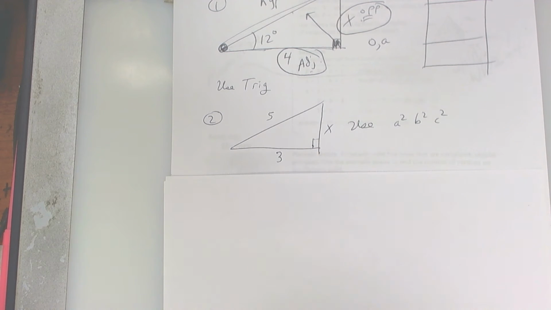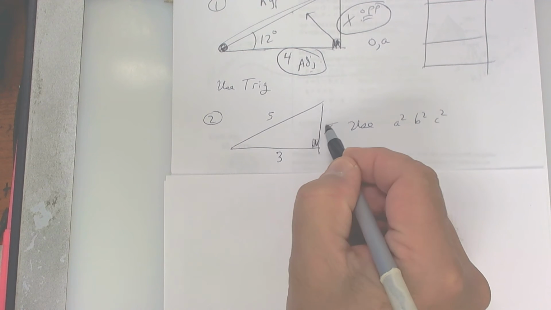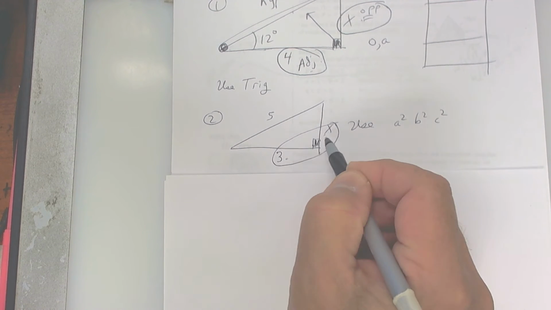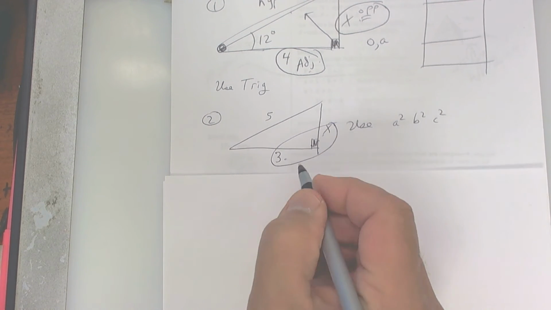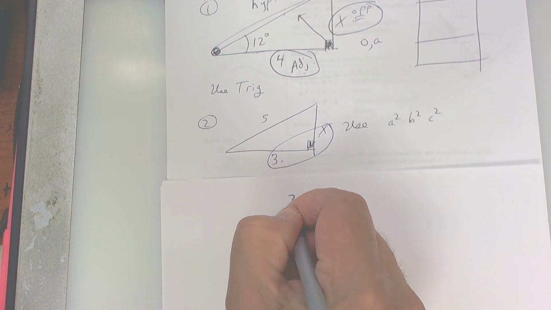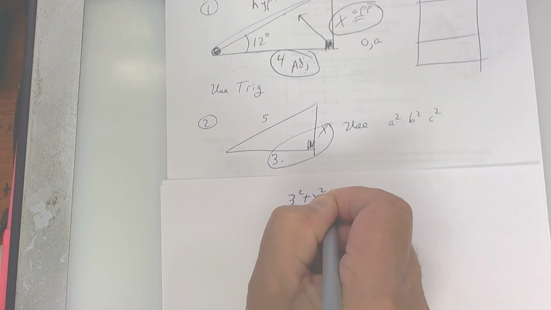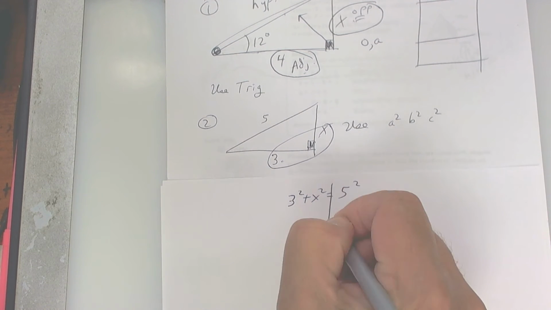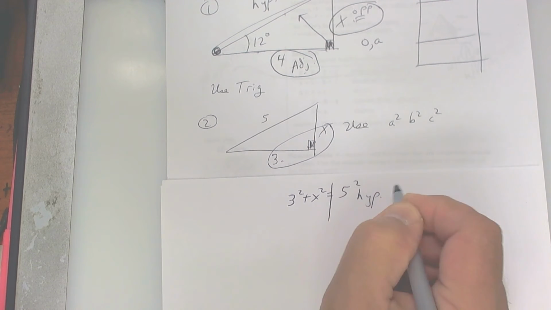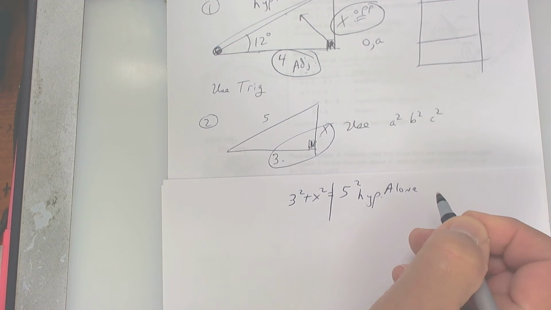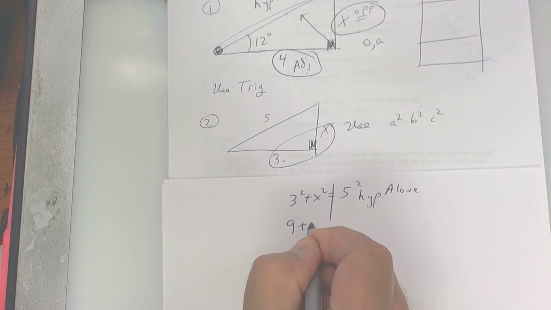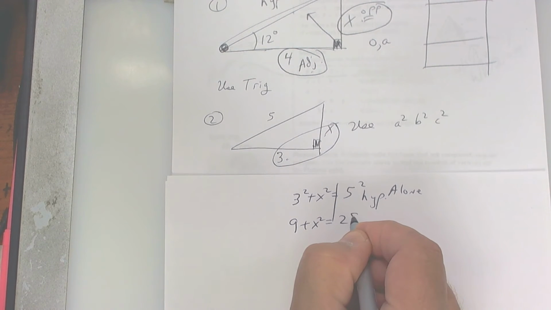Okay, so the two that touch the box go together. So these two in the box, they go together. So one of these is A and B, and it doesn't matter. So it's 3 squared plus x squared is equal to the hypotenuse squared. The hypotenuse is always alone. Write that down. Anyway, so we're going to get 9 plus x squared is equal to 25.